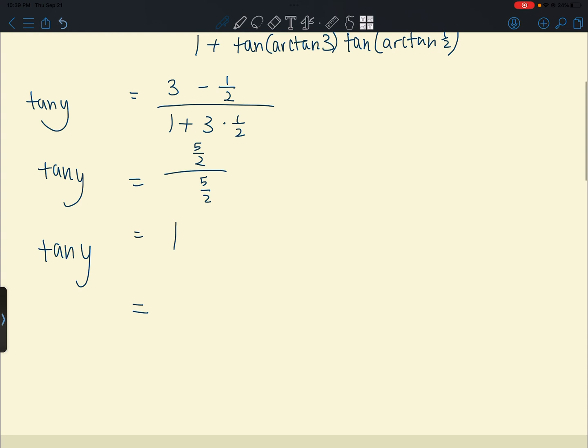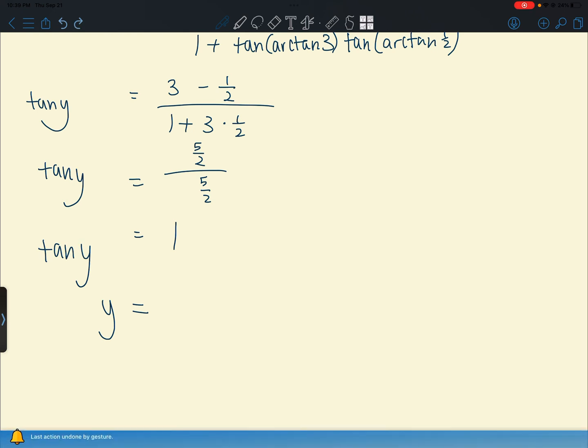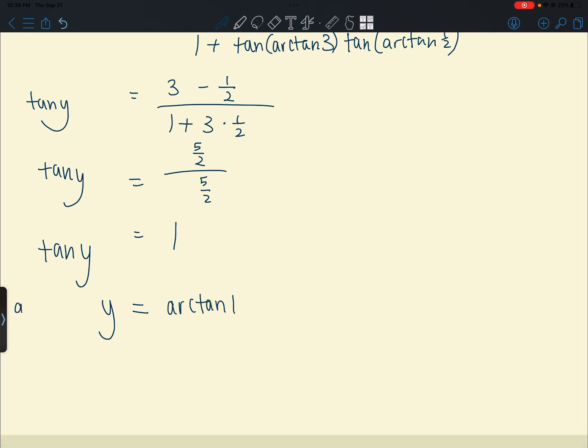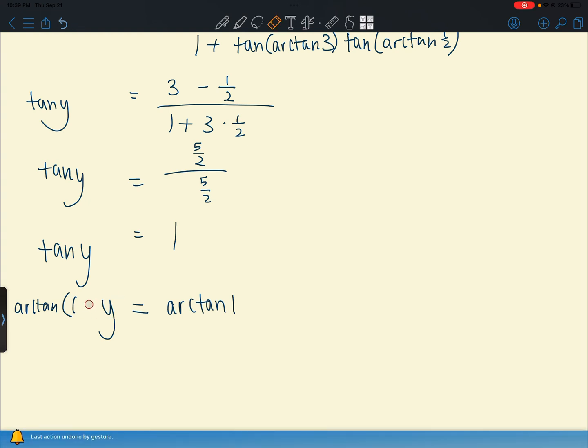So all we have to do now is arctan both sides so that we get y, and then we're going to arctan this side as well. So I'm actually arctanning tan of y on this side, right? But then we just end up with y. So that's why I'm not writing it.